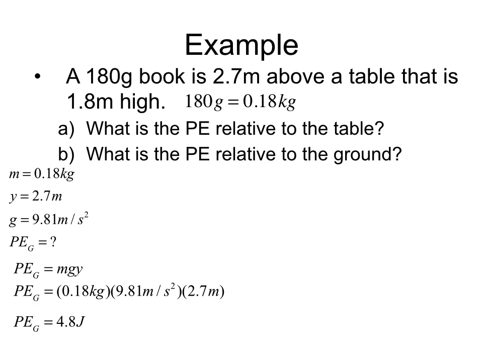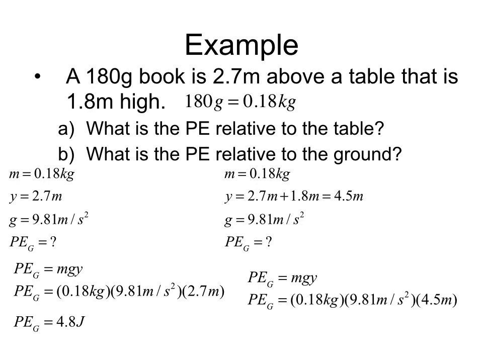For part B, our y is our total height, so that's our height above the table plus the height of the table, so that's 4.5 meters. We're using the same equation, substitute our values in, and we end up with a potential energy of 7.9 joules.